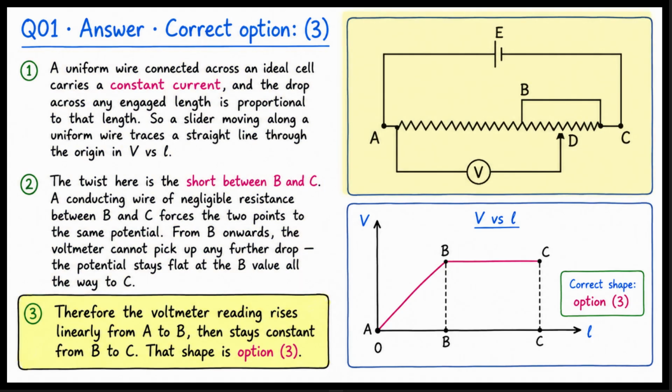The lesson here is bigger than this one question. Whenever you see a short across part of the wire on a potential divider, your first move is to ask, what points does the short force to the same potential? The answer tells you where the divider breaks, and the graph shape falls out of that one observation. Resist the urge to compute. First name the principle, then let the arithmetic follow.